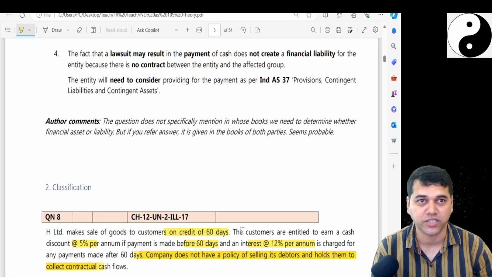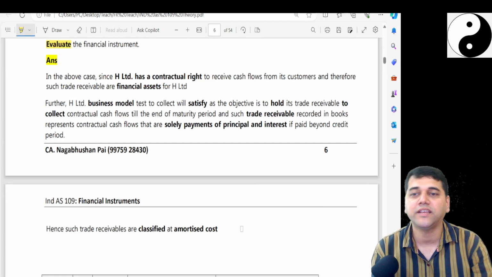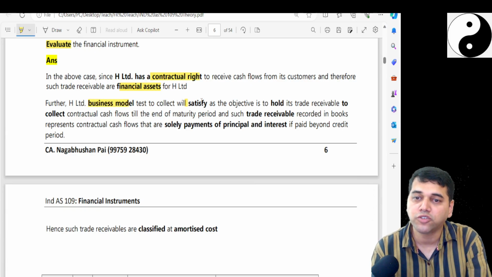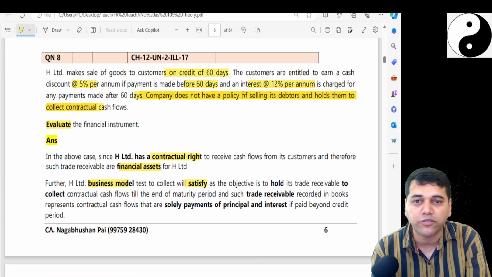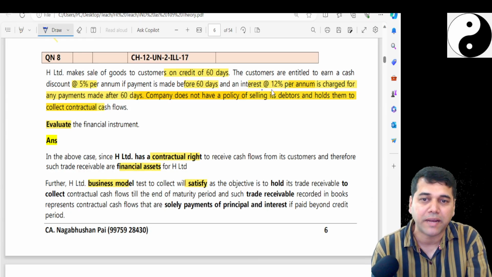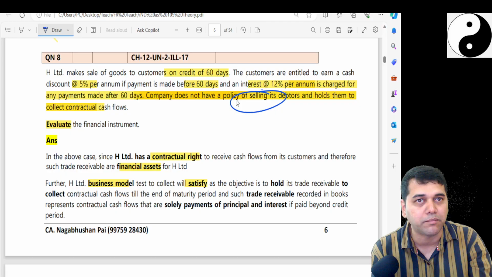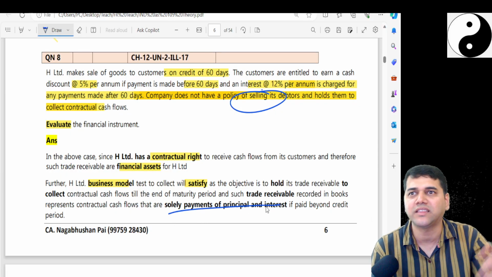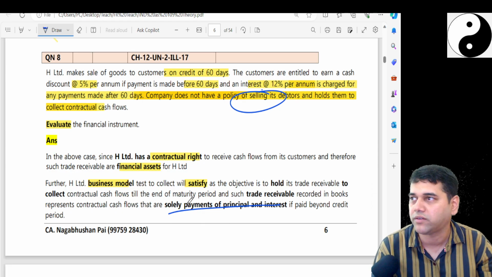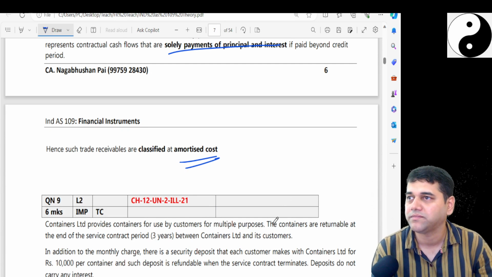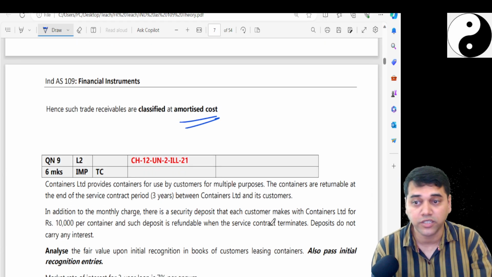So amortized cost. You say that in the B1 course there is a contractual right because it is a financial asset. Now the business model is to hold, because we said we don't sell the debtors. We told that here, no? We don't have any practice of selling the debtor. That means we are going to hold them. And is this debtor going to pass the SPPI? Yes, because there is nothing that they will give you extra other than that interest. So it is classified at amortized cost. Simple answer. Very low probability, but it may ask. This can be a probable question.